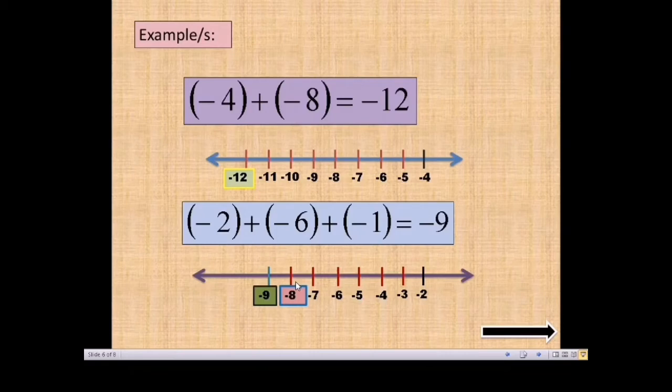But we're not done yet. We still need to add negative 1. If we add negative 1, we will move 1 line to the left from negative 8. So negative 8 plus negative 1. Our final answer is negative 9. As a result, our answer is correct if we use the number line.